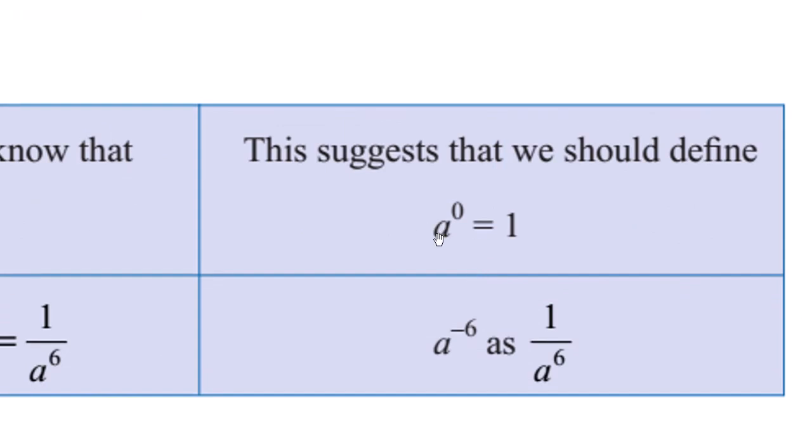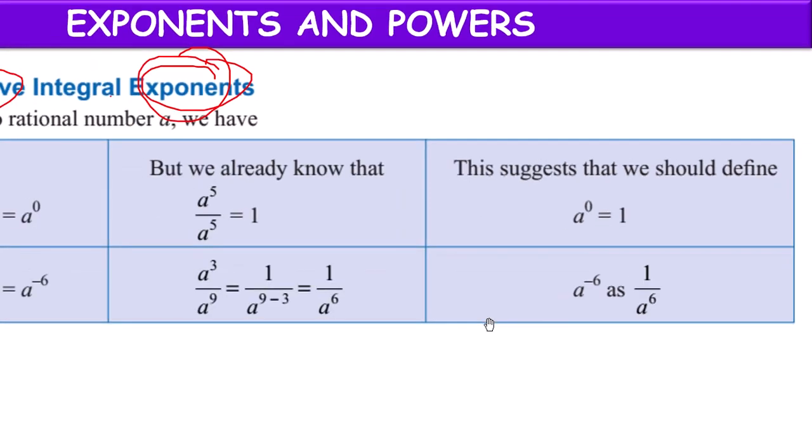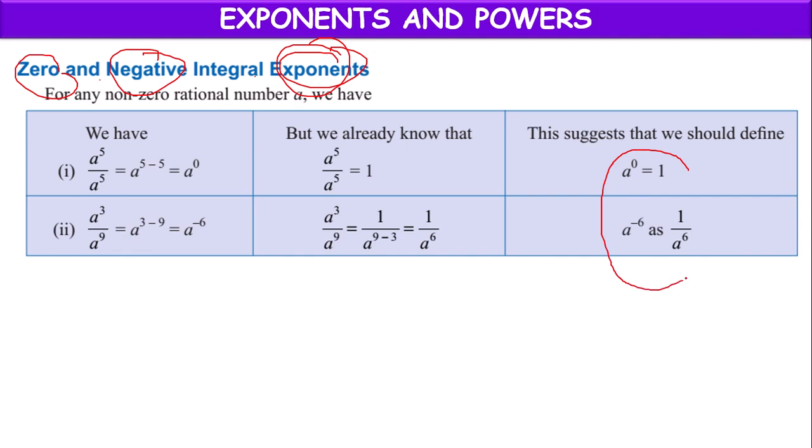So 0 exponents means any non-zero rational number raised to the power of 0, its value will always be equal to 1. And second, any non-zero rational number with a negative integer as exponent can be written as 1 by the positive exponent to the same base. These two rules we have to keep in mind, children, while solving the problems.